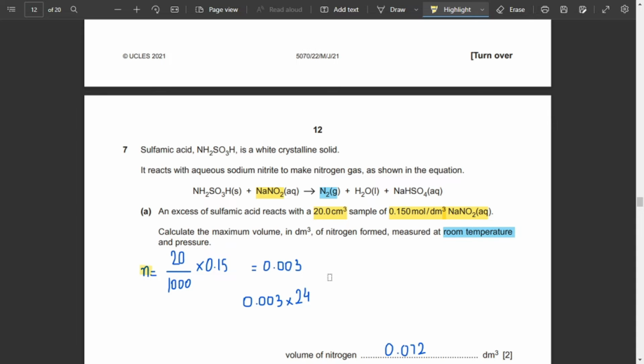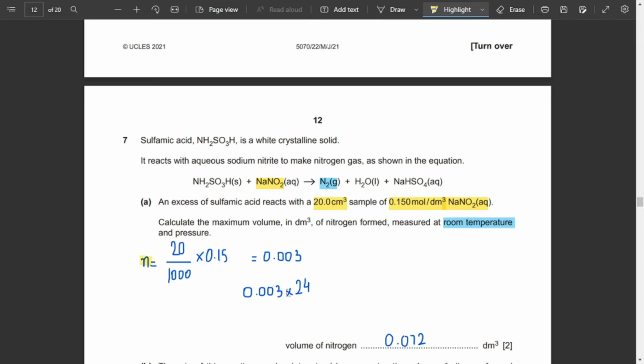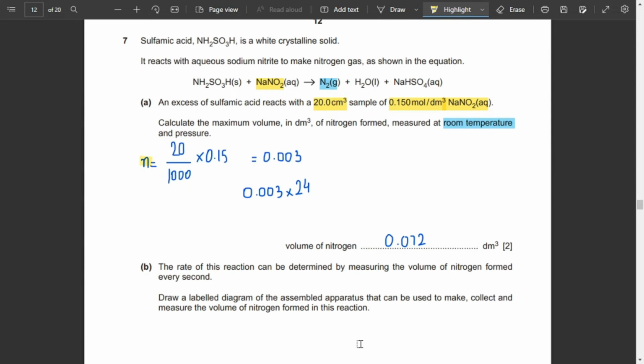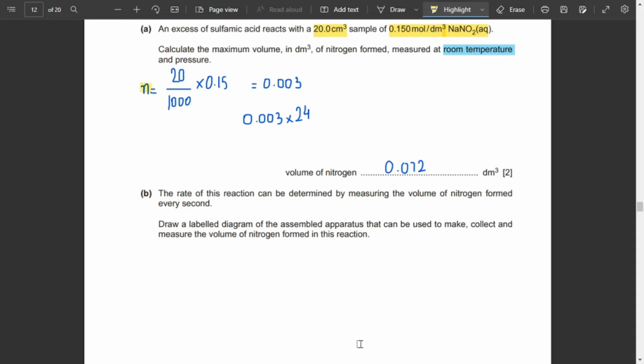Alright, then moving on, if we multiply by 24, as I just said, at room temperature it's 24 dm cube, we will get the volume of nitrogen. Alright, so for getting the volume of something, you need to multiply moles with 24 and you will get the volume of it. Moving on to part B, the rate of this reaction can be determined by measuring the volume of nitrogen formed every second. Draw a labelled diagram of the assembled apparatus that can be used to make, collect, and measure the volume of nitrogen formed in this reaction.